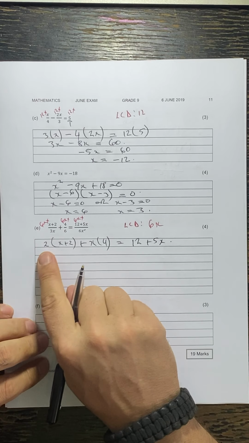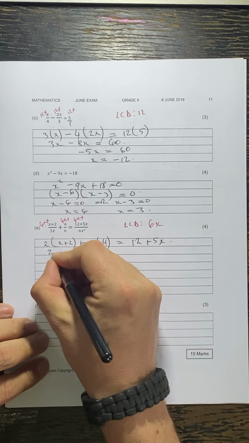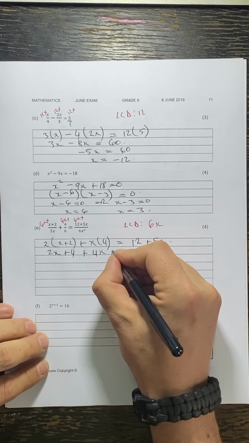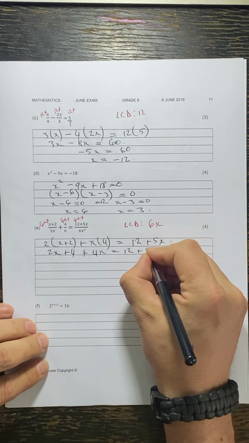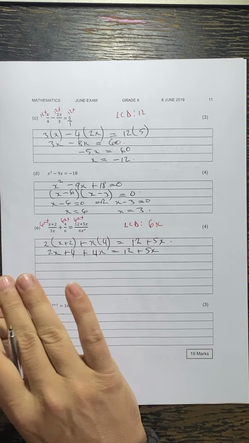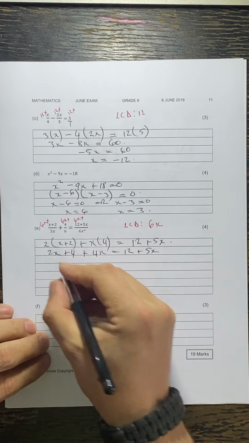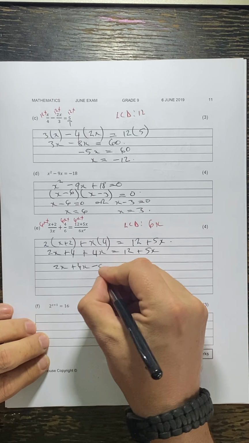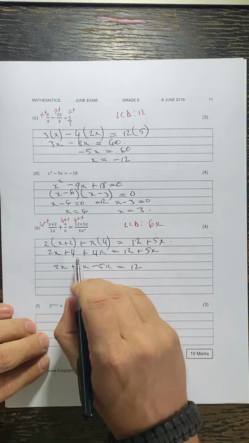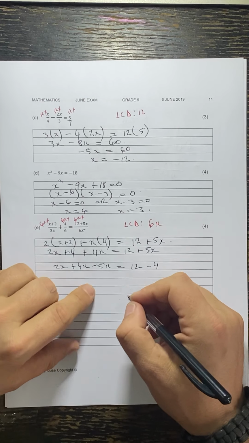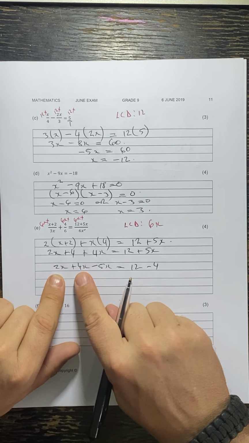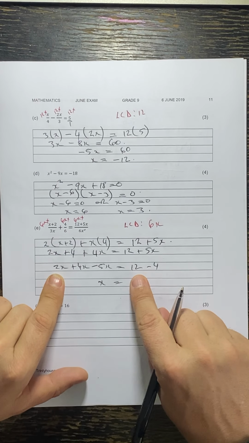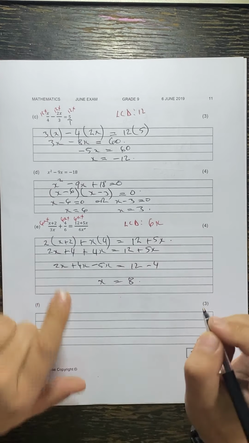Okay, I need to distribute the 2 in, and then that x in, so we get 2x plus 4 plus 4x equals 12 plus 5x. X is to this side, numbers to that side. So we get 2x plus 4x minus 5x equals 12 minus 4. All right, so that gives us 6x minus 5x gives us x equals 12 minus 4 is 8.